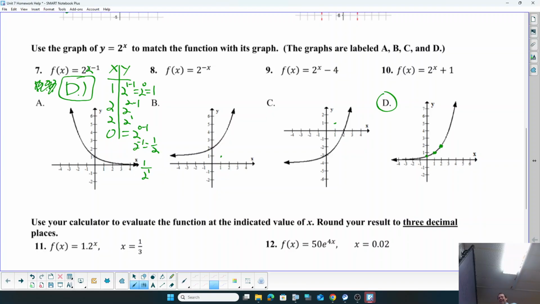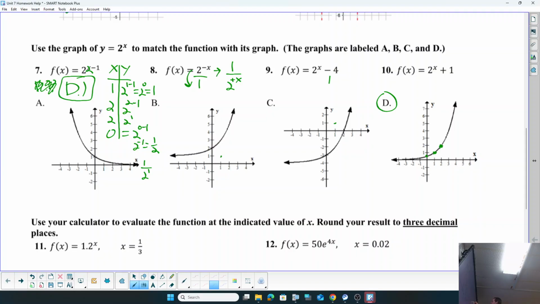So you try number 8, number 9, number 10, use an XY table. Or you can go ahead and remember that you can always flip it and bring it down. It makes it positive, so 1 over 2 to the positive x. And so that might help you there, possibly, maybe.